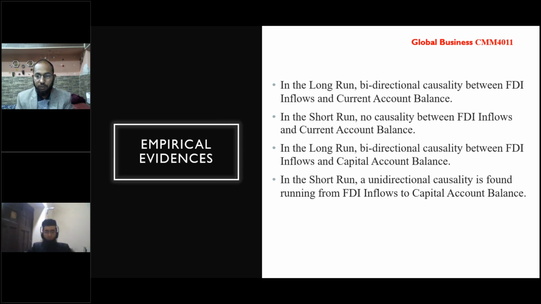Then with respect to the capital account balance, there is a bidirectional relationship, that is, FDI inflows affect capital account balance and capital account balance also affects FDI inflows. And in the short run, there is a unidirectional causality between FDI inflows and capital account balance, which means that FDI inflows affect capital account balance, but capital account balance doesn't have any influence on foreign direct investment inflows.